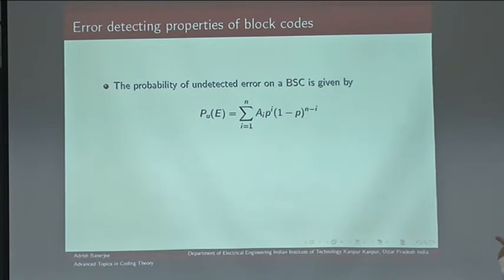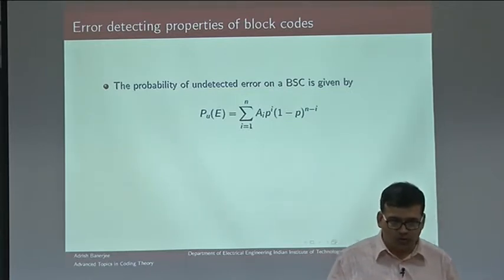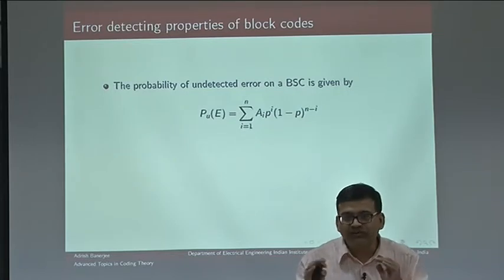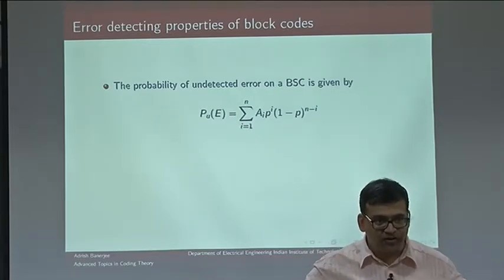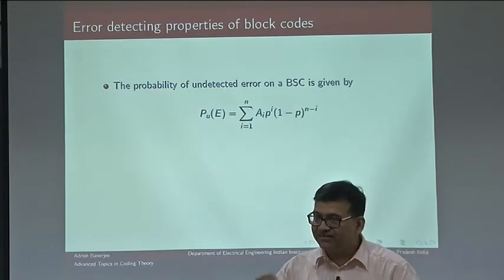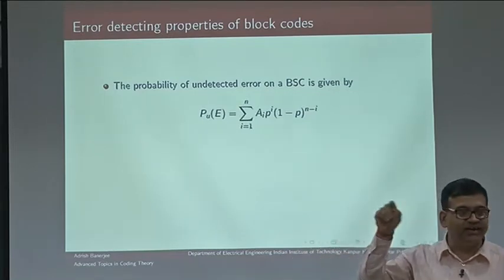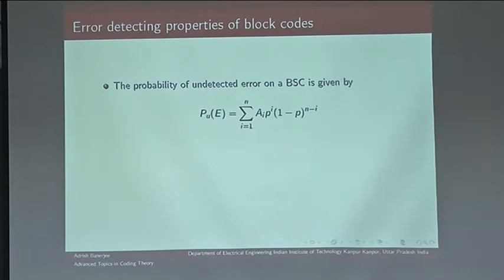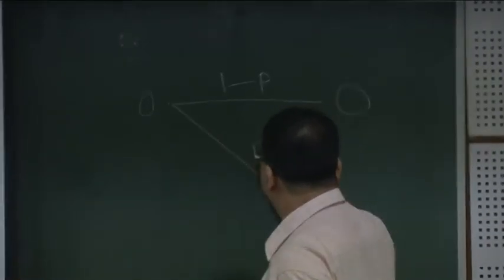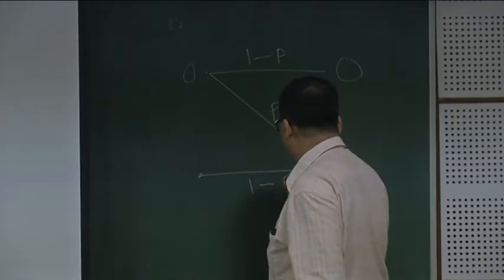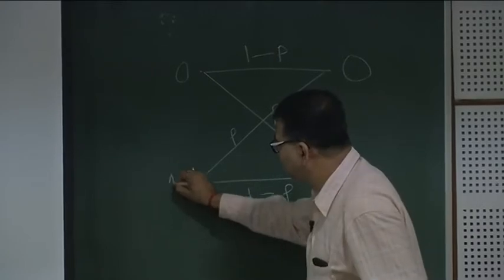Now, from the weight distribution of the code, you know how many code words of weight i are present in that (n,k) code. Let's say I transmit the all 0 code word and you received a code word of weight i. What is the probability of getting that? That means i bits got flipped. And we are considering a binary symmetric channel. What does a binary symmetric channel look like? You transmit a 0, you receive a 0 with probability 1 minus p. You transmit 0, you get a 1 with probability p. You transmit 1, you get 1 with probability 1 minus p, and you get 0 with probability p.